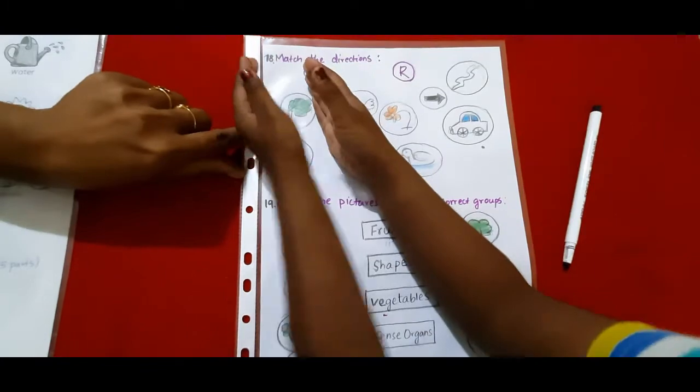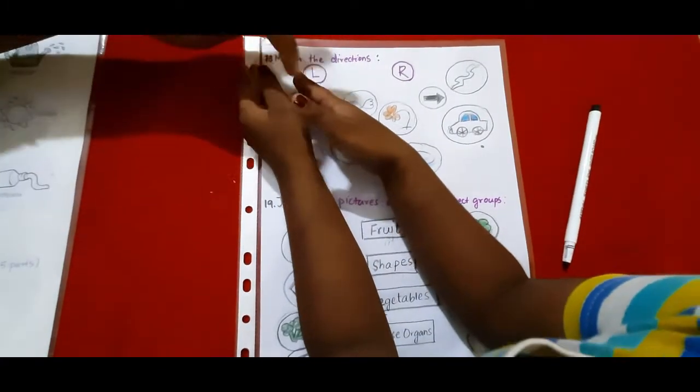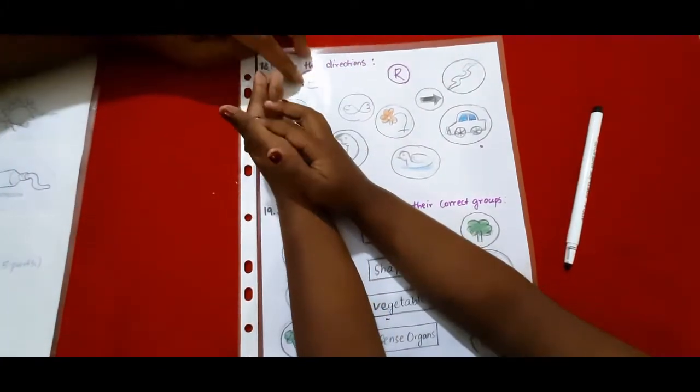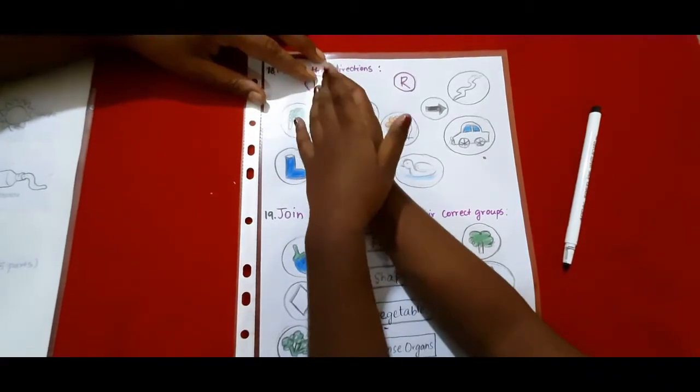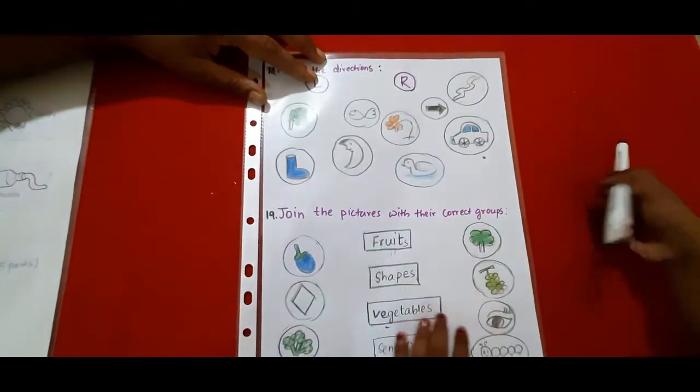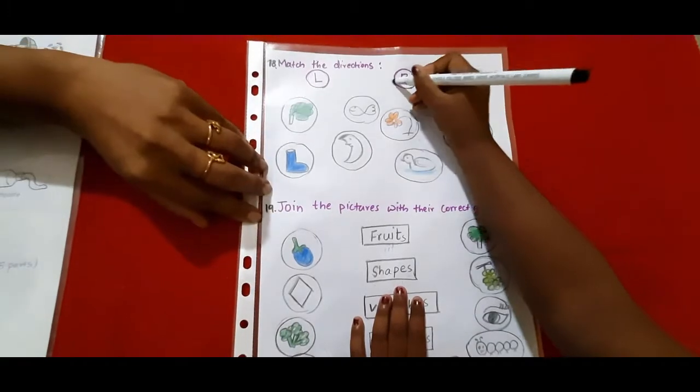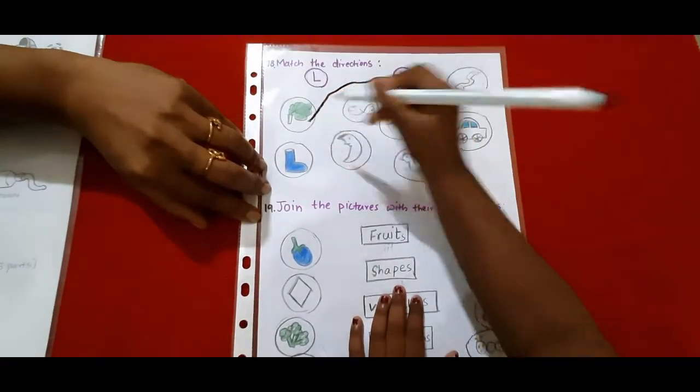See which side it is bending? This side or this side? Look at the picture. That is which hand? Right side. Very good. So which one will you join? Very good. Right. Okay. Next one.